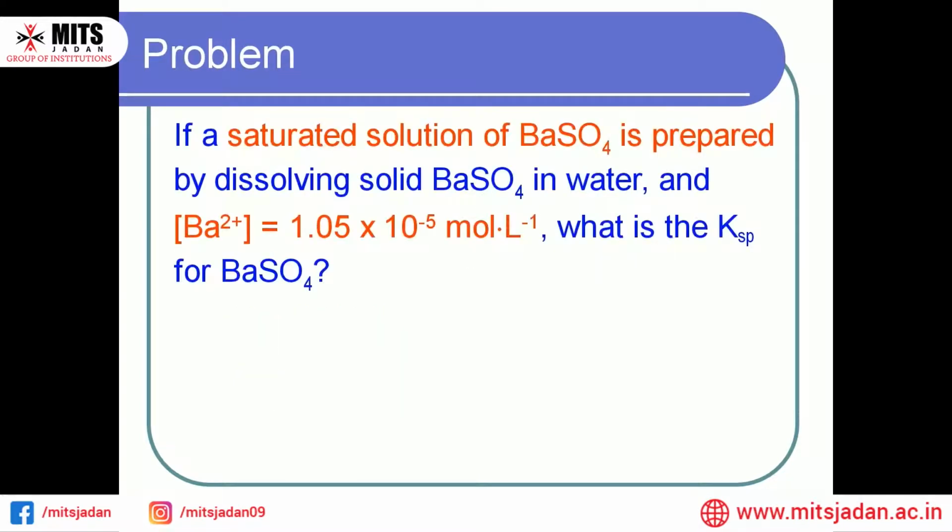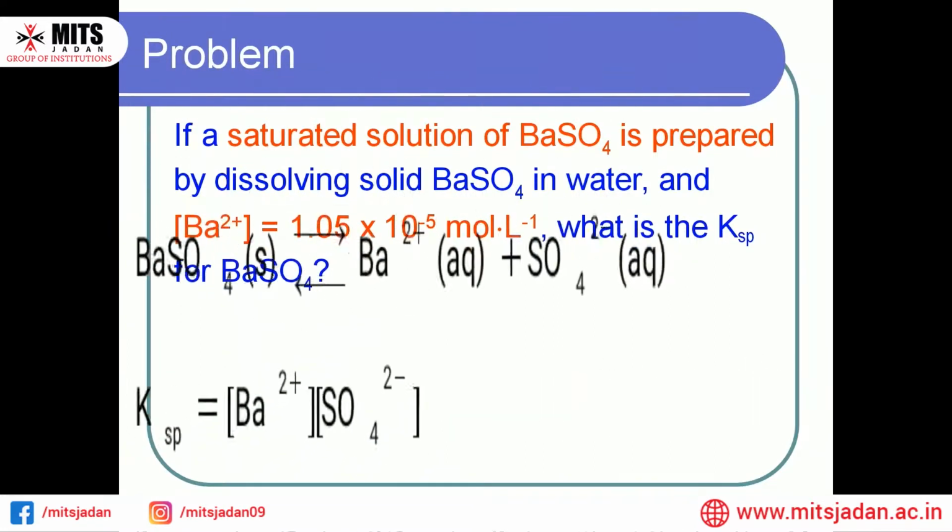We can easily solve this numerical which is given here. If a saturated solution of barium sulfate is prepared by dissolving solid barium sulfate in water and the barium ion concentration is 1.05 into 10 to the power minus 5 mole per liter, what is the value of KSP for barium sulfate? The answer is given here.